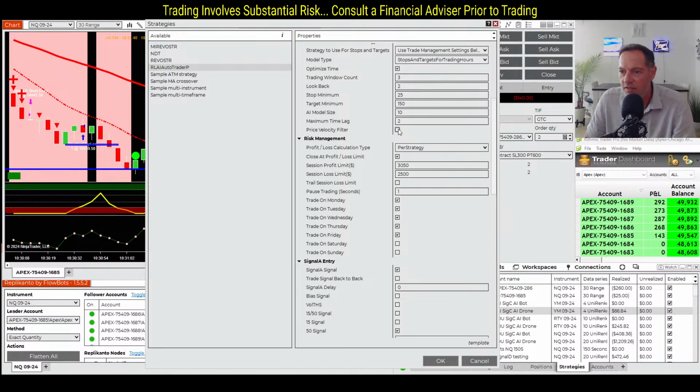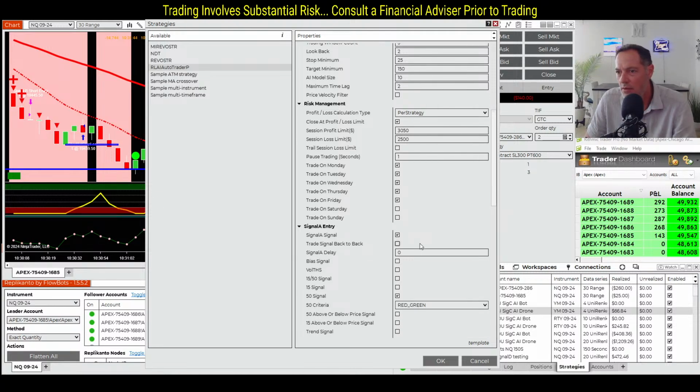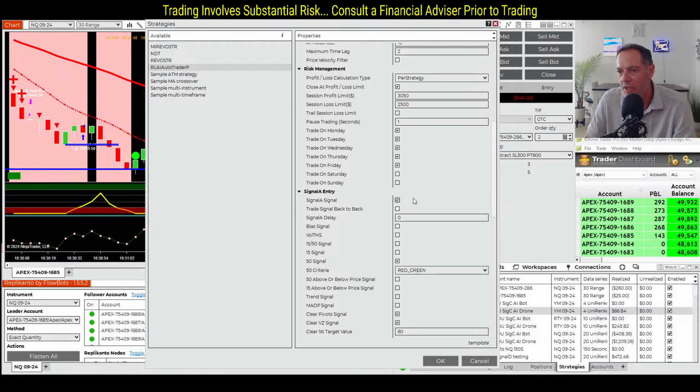Up here we'll leave the velocity filter off. We're gonna wing it.